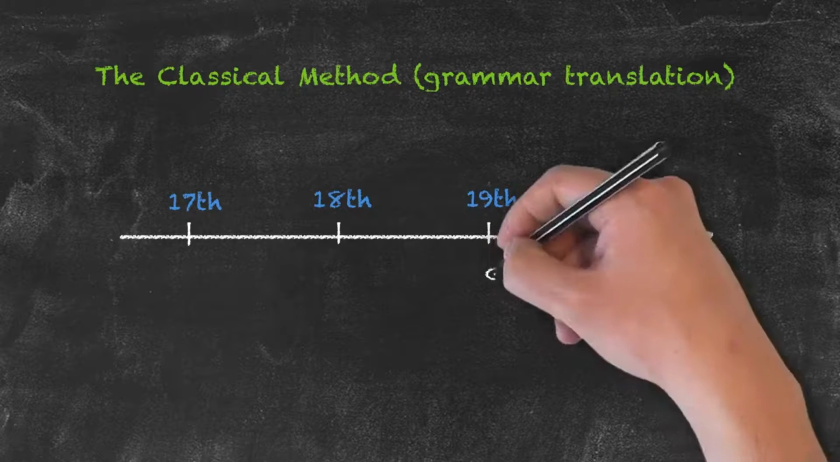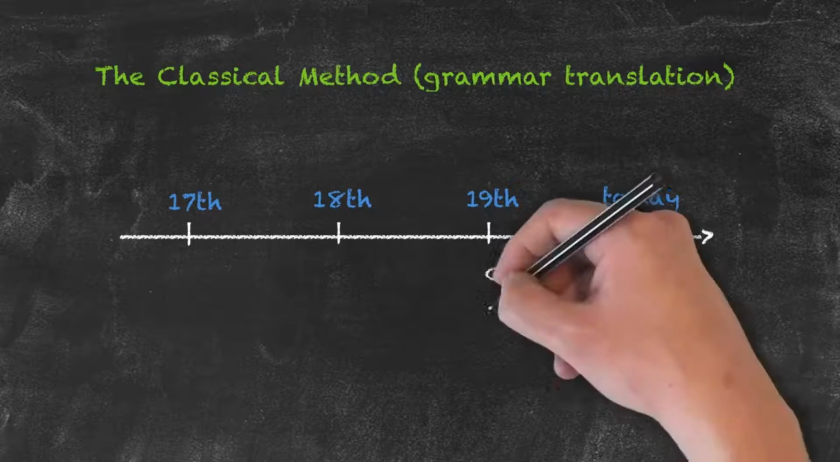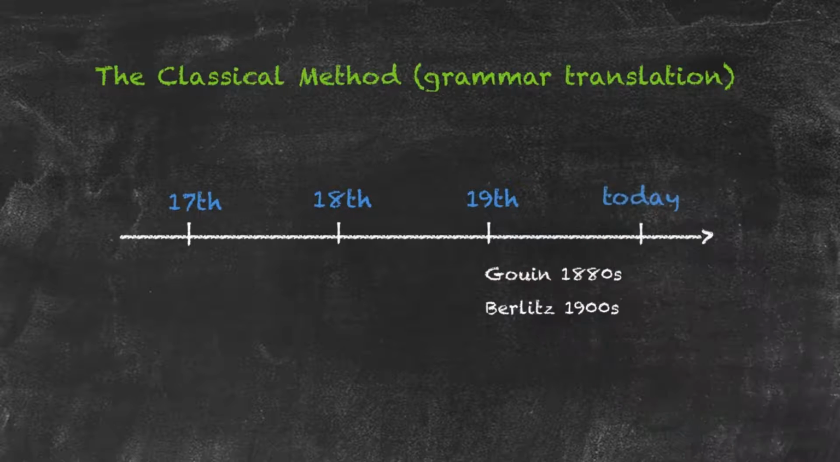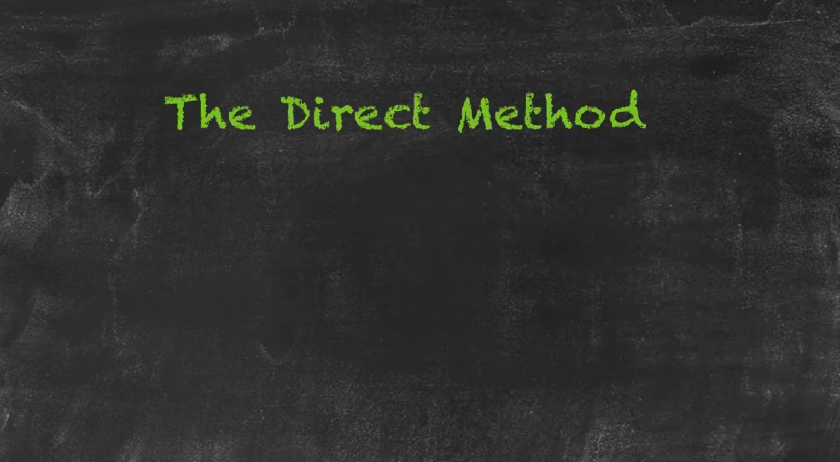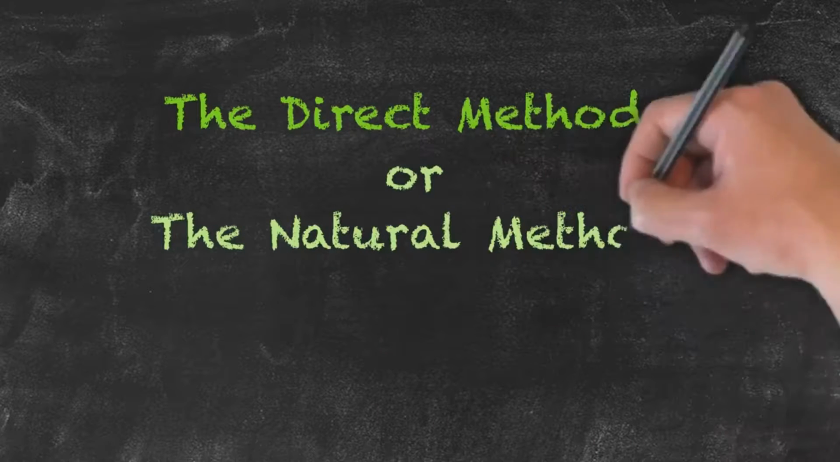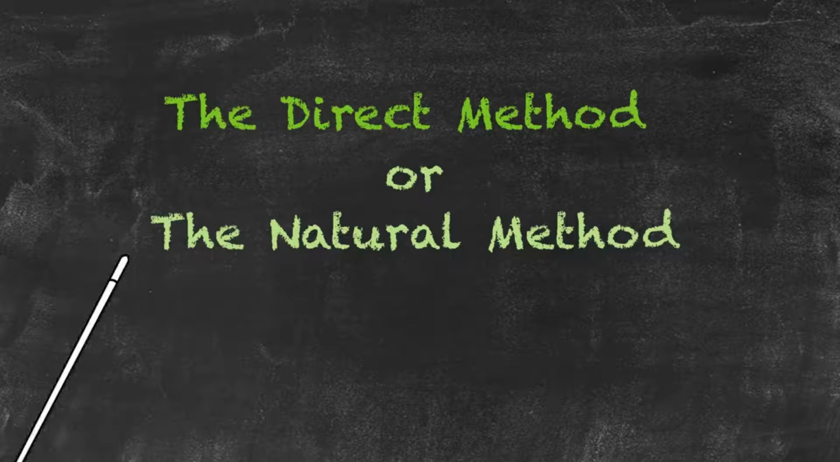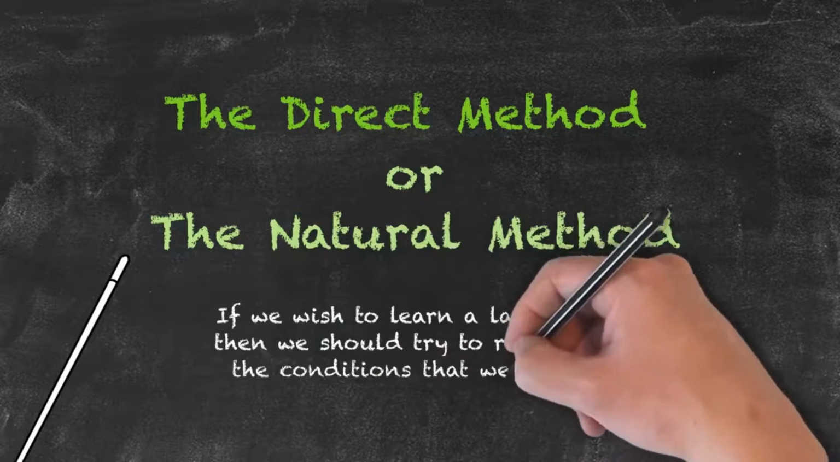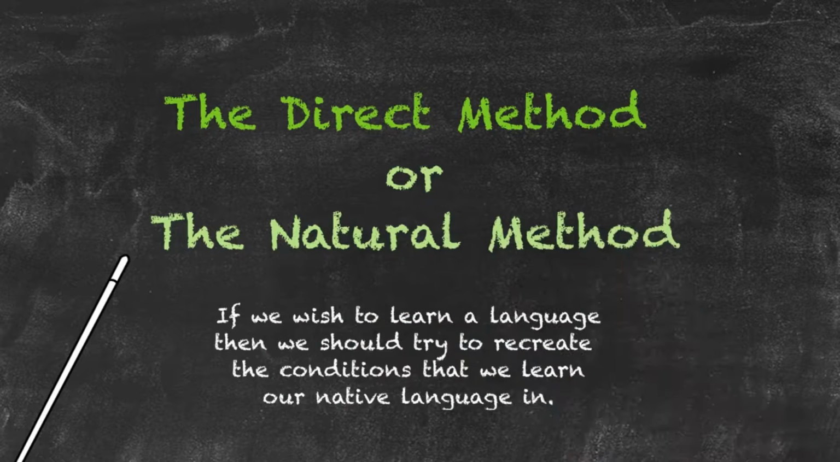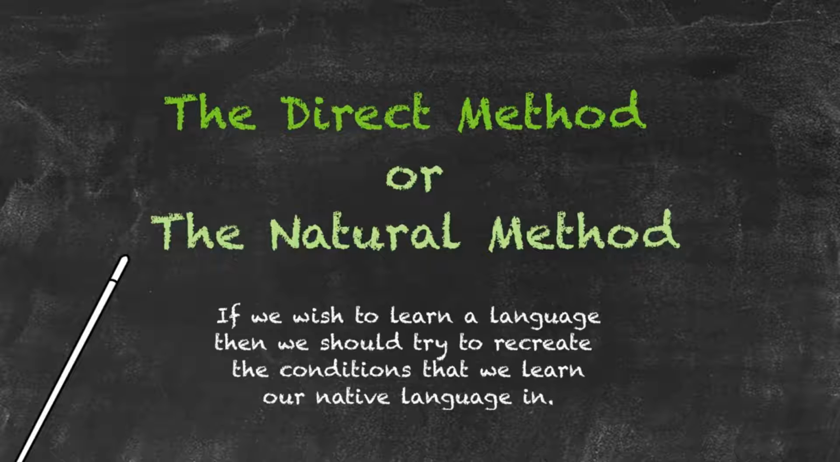However, Gouin in the 1880s and Berlitz in the early 1900s decided that this particular methodology was so unnatural that they wanted to come up with something new. The method that they came up with, they called the direct method. You will also sometimes see it as the natural method. What these two people were saying is that if we wish to learn a language, then we should try to recreate the conditions that we learn our native language in. And this is what the natural methodology tried to do.